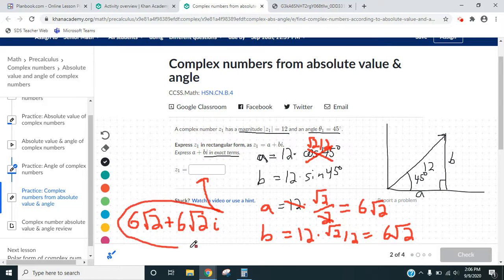There's our answer. All right, you should use the same method every time on every question. Write down the formula that we did in the beginning, right there. Take our magnitude times the cosine, magnitude times the sine, and then we have it.